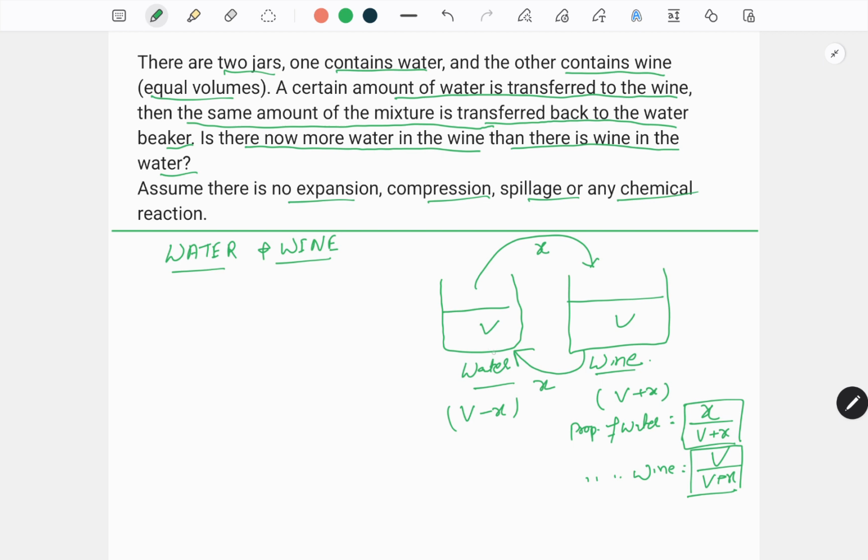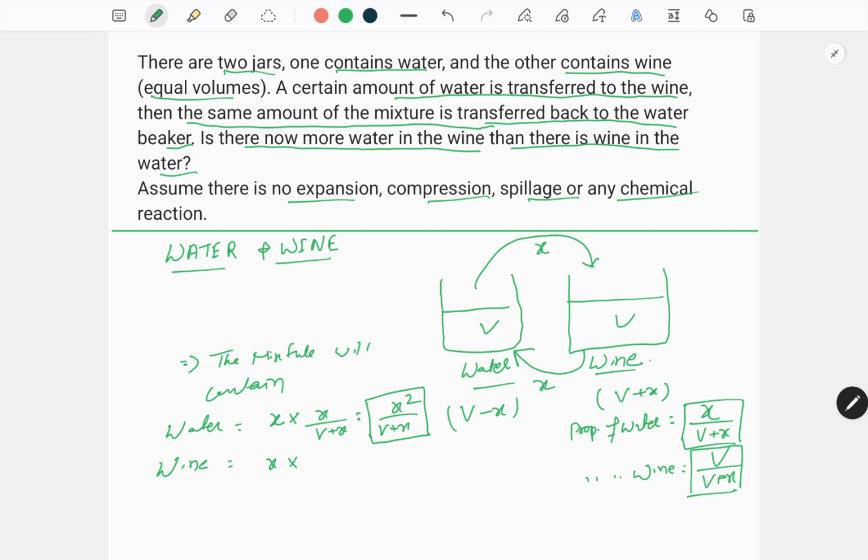Now this X amount of volume from the mixture will contain how much water and how much wine? So we can calculate them. We are transferring total X volume, and we have the proportion of water as X by V plus X. So this would be X square by V plus X. This is the volume of water in the mixture that we are transferring from the wine bucket to the water bucket.